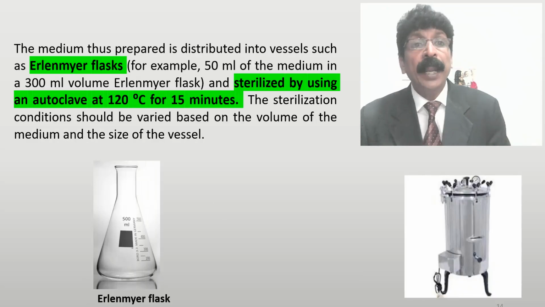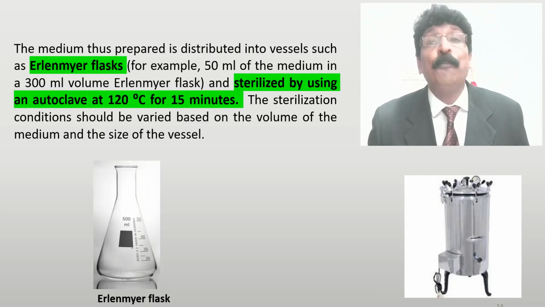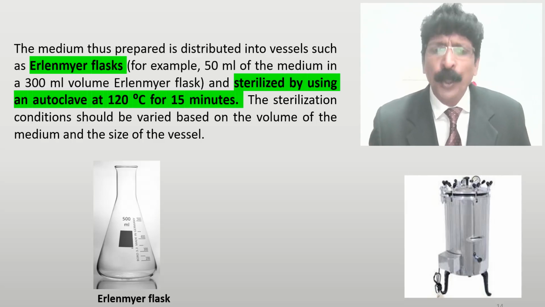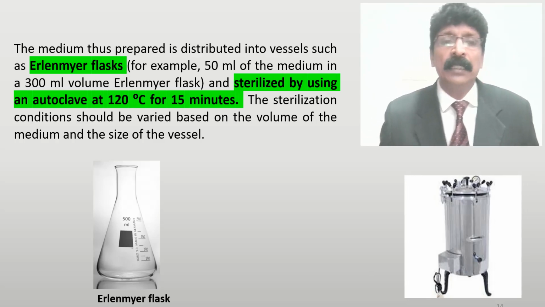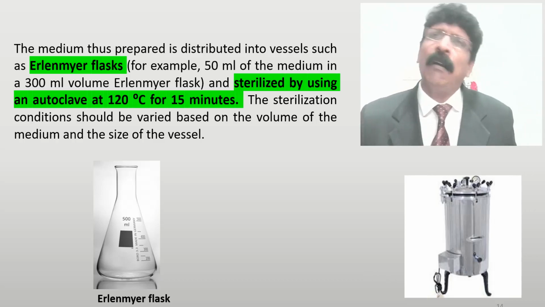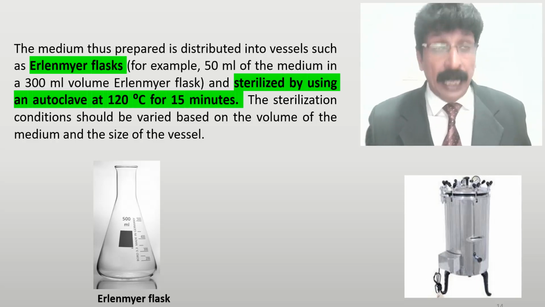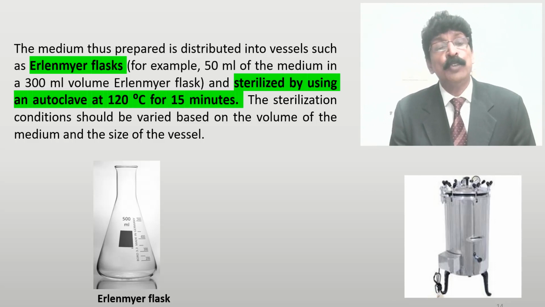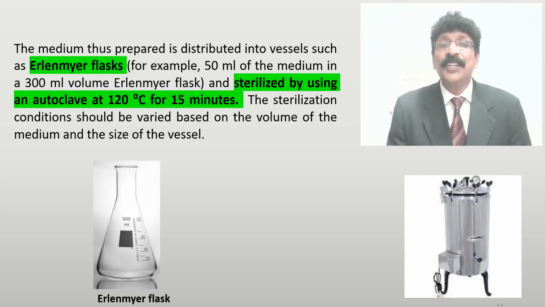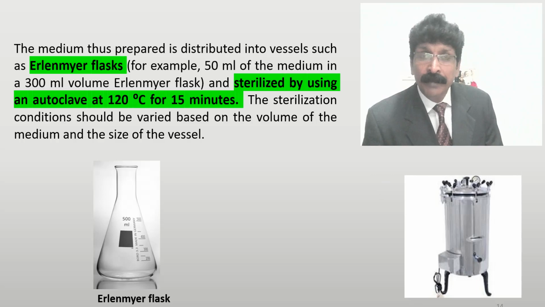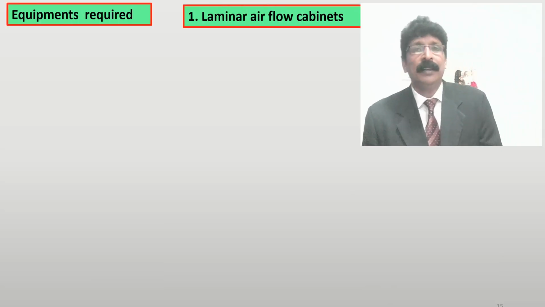The medium thus prepared is distributed to a vessel such as an Erlenmeyer flask. The student should know what an Erlenmeyer flask is. It is like a conical flask with measuring marks, made of borosilicate, a German product. For example, 50 ml of medium, or 300 ml in an Erlenmeyer flask, can be taken. The picture shows a 500 ml Erlenmeyer flask, sterilized using an autoclave at 120 degrees centigrade for 15 minutes. The sterilization condition should be varied based on the volume of the medium and the size of the vessel. The picture shows an autoclave and an Erlenmeyer flask.